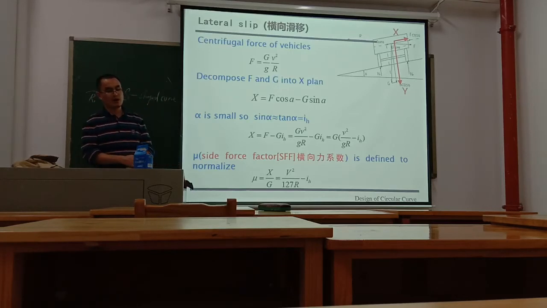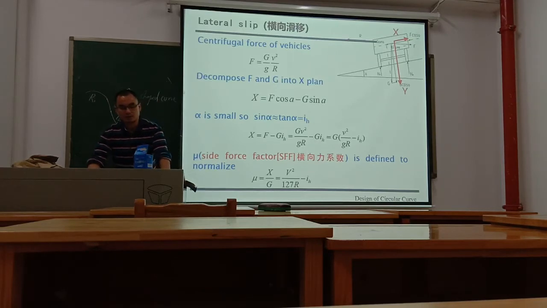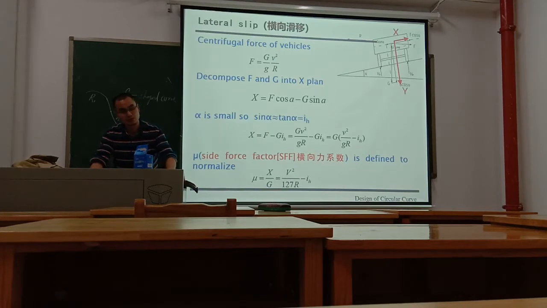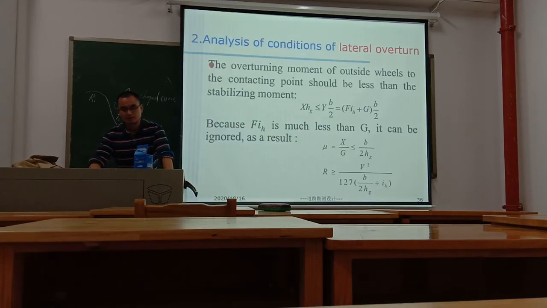Side force divided by gravity. This is the expression of mu. V is velocity, R is radius, i_h is the cross-section slope, cross slope. Not grade, it's slope. Cross slope.